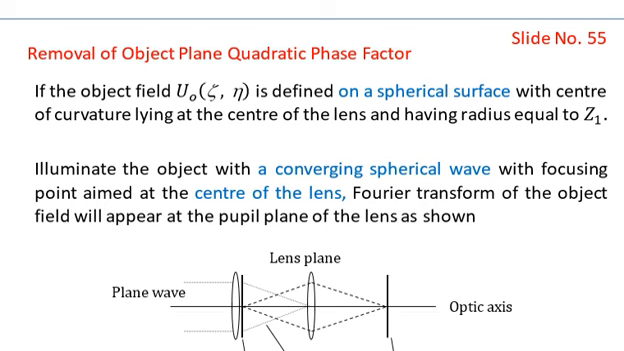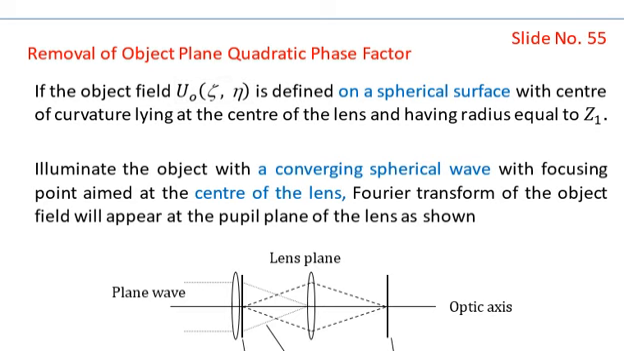If the object field u0 of zeta and eta is defined on a spherical surface, with the center of curvature lying at the center of the lens and having a radius equal to z1, that is, we are going to define the input object on a spherical surface, then in the Fresnel diffraction formula the quadratic phase factor I have just mentioned would not appear in the integral, and that will be omitted in the derivation of the Fresnel diffraction formula. So this is one way of removing the quadratic phase factor.